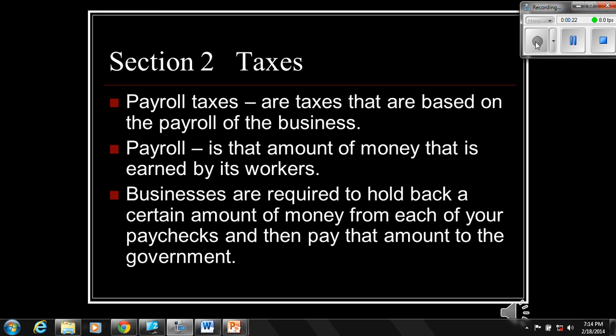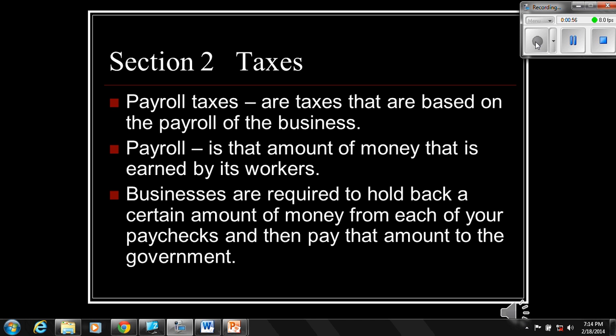First, let's define some basic topics. Payroll taxes are simply the taxes that are assessed on payroll. Now, that can be the taxes for the employee, the person who works for you, or it can be taxes that are assessed on the owner, the person who runs the business. We'll get into the owner later on, but we're going to spend a little bit of time talking about the taxes that the employer has to calculate for the employee, if that makes sense. Payroll then is obviously the total amount of money that is earned by its workers.